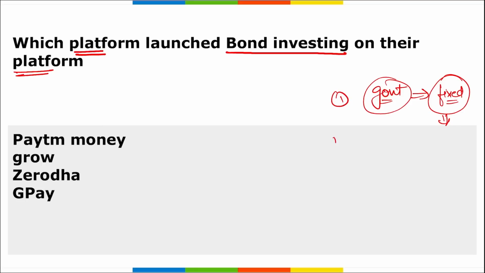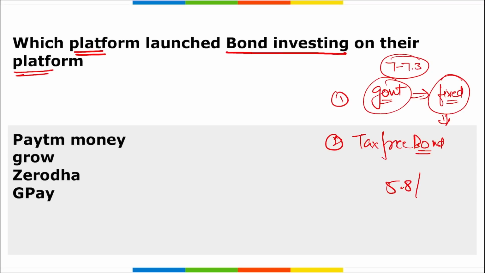Then the second type of bonds are your tax free bonds. These could be tax free bonds that are issued by various PSUs like NHAI and Indian Railways Finance Corporation, etc. The bond yields here are up to 5.8% per annum, and the maturity period will be between 5 months to 13 years. For government bonds, the returns are between 7 to 7.3%, and the maturity period can be anywhere between 1 month to 39 years.